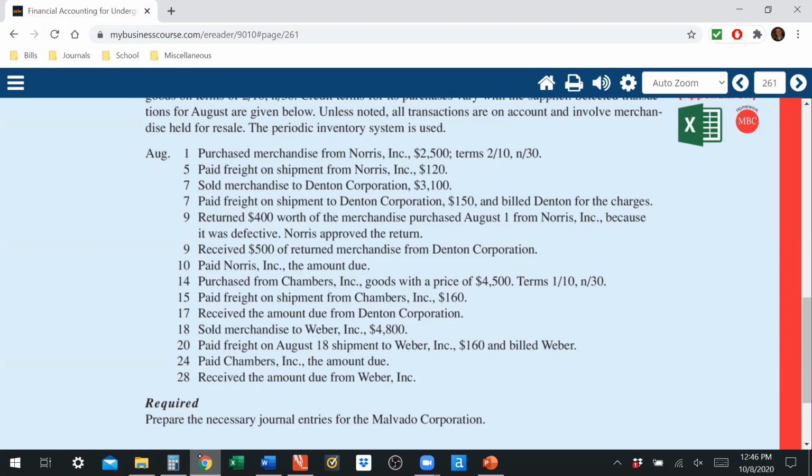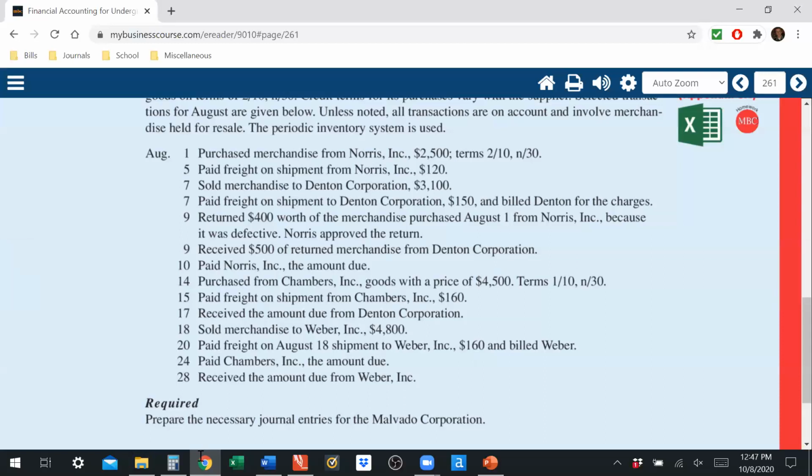All right. August 24th, we paid Chambers the amount that we owe Chambers. So on the 14th, we bought some stuff from Chambers, $4,500. Did we return any of that stuff that we bought from Chambers? No, it doesn't say we returned any of that stuff. Up here, when we bought stuff from Norris, we did return $400 worth of stuff. So that was a complication.